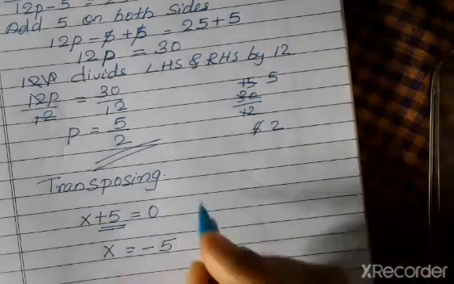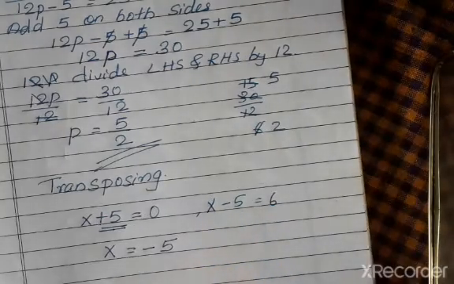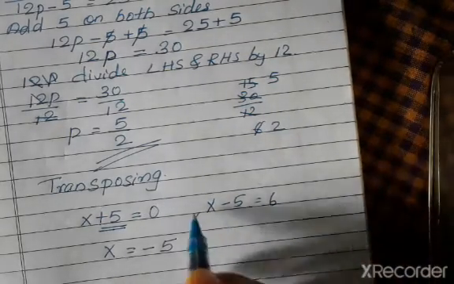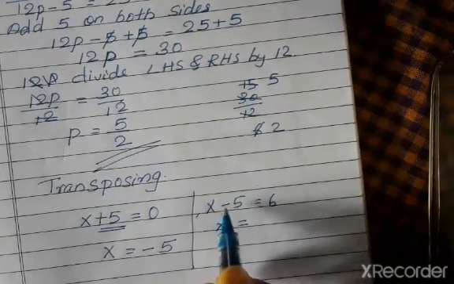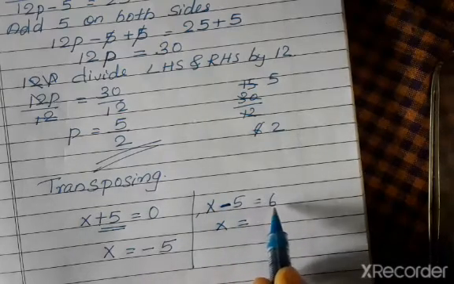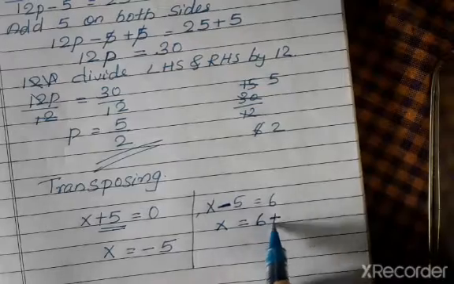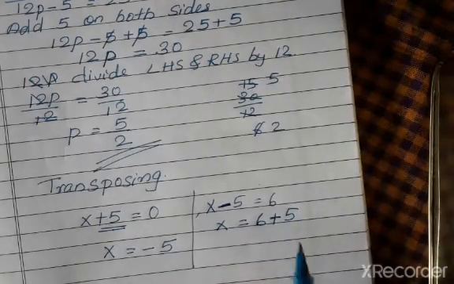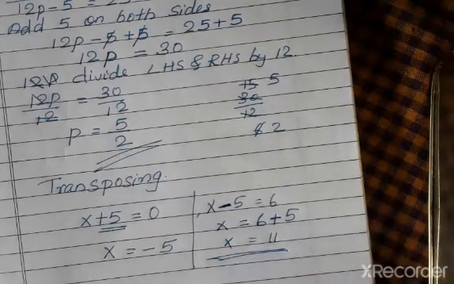Okay, well, now if it is x minus 5 is equal to 6, then after transposing x is equal to 6 minus 5. When it goes to the RHS, the minus will become plus 5. That is 6 plus 5, 11. X is equal to 11.